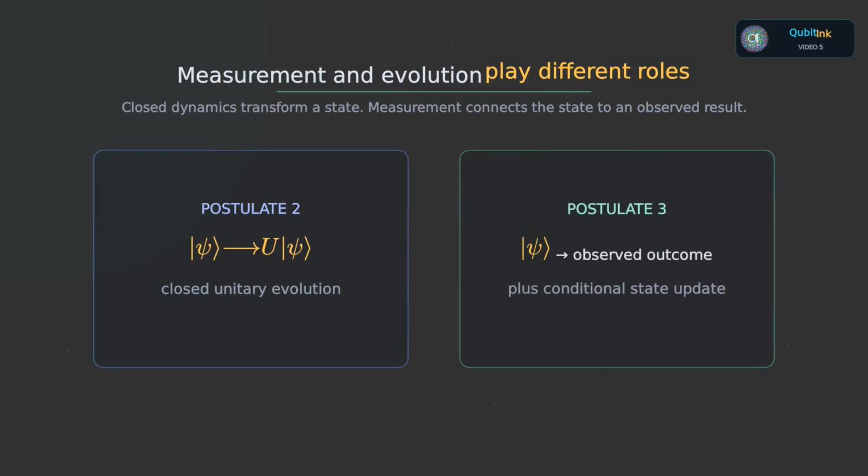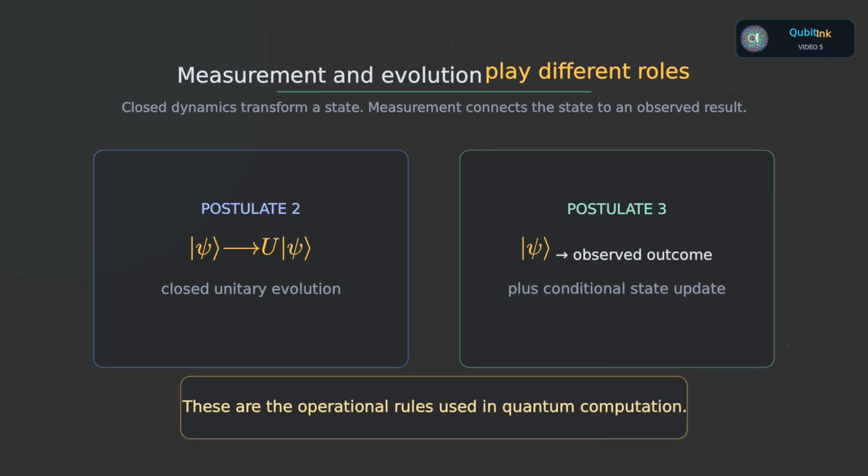For quantum computation, these operational rules are what we will use. There are deeper questions about what measurement ultimately means physically, and those questions are important, but they are separate from the mathematical rules we need here.